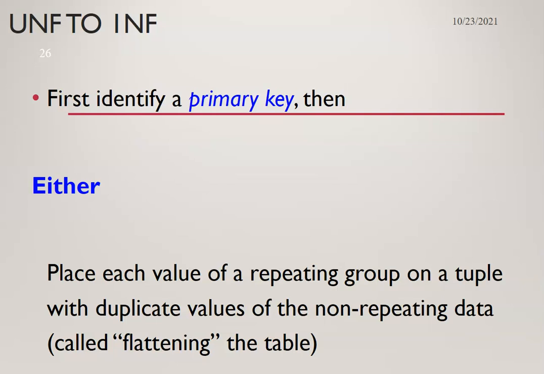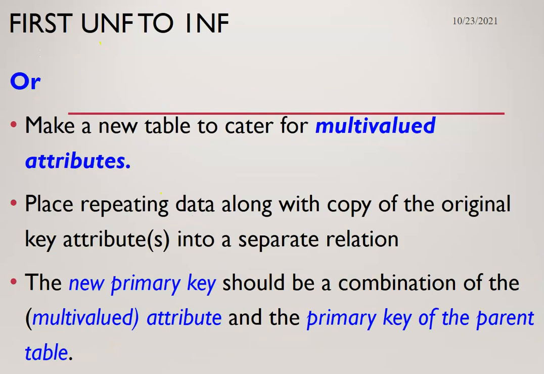A tuple is a record, with duplicated values such that the values are not repeating. So that process is called flattening the table. Or you can get those attributes, especially if it's a multivalued attribute, and create a separate relation for that multivalued attribute, just like what we have been doing.